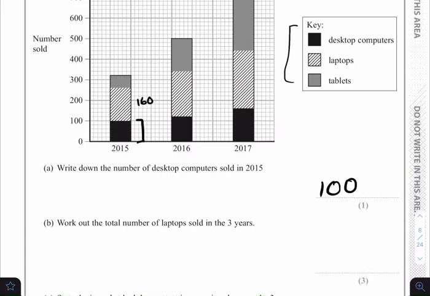Then we look at the second one. If we just take this little portion here, from 120 up to 340, that is 220 laptops being sold in 2016. And then we look at the final piece, that is 160, and then that goes up to 440. And the difference between that is 280.